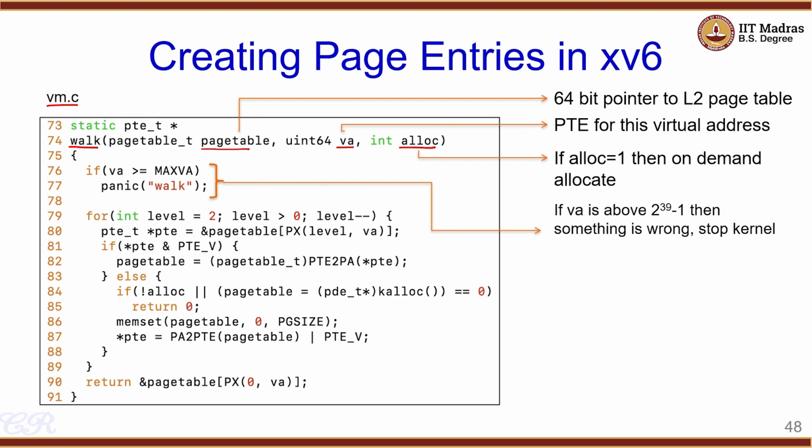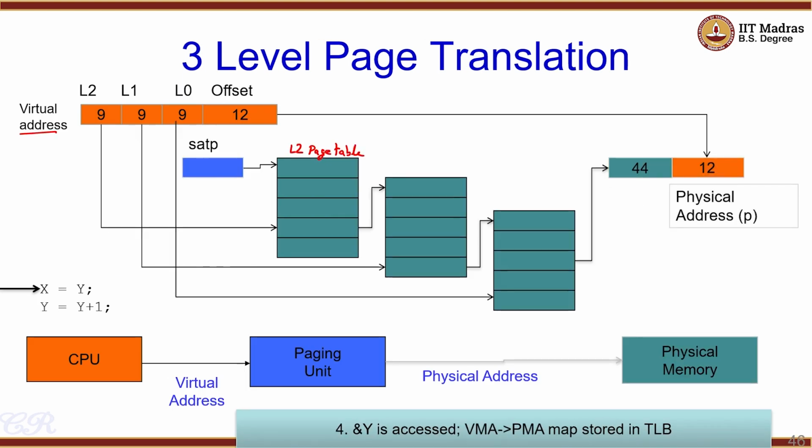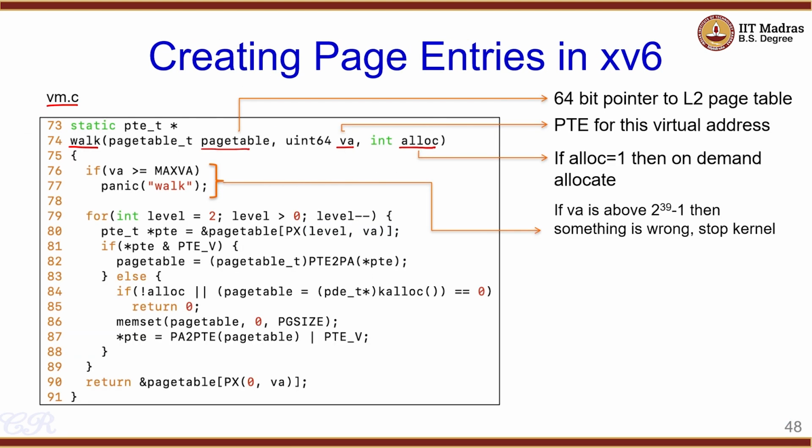The page table, the first parameter, is essentially a pointer to the L2 page table. So the L2 page table is over here, and we have a pointer to this L2 page table. Given this, we want to essentially traverse the multiple levels of page tables to a specific page table entry, right.